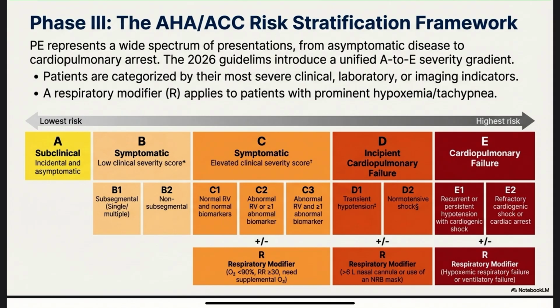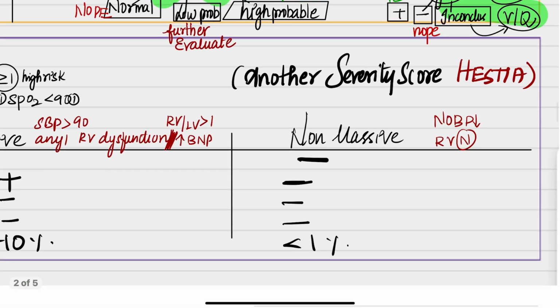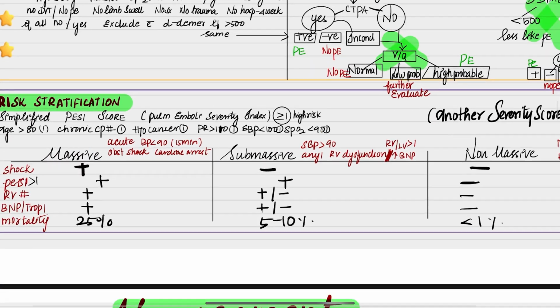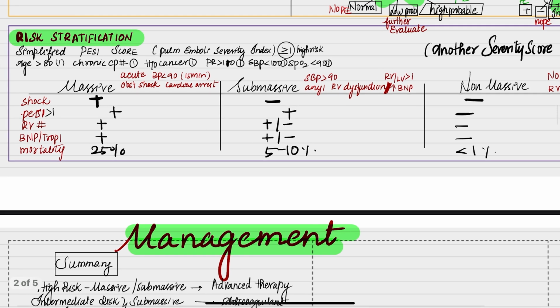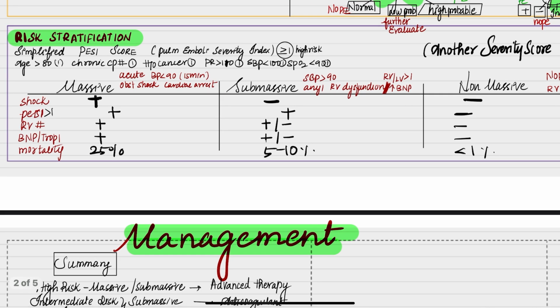Before, the risk stratification framework was very simple. So this was the stratification done. The simplified PESI score was used, that is the pulmonary embolism severity index score, where there were age, chronic cardiopulmonary comorbidities, history of cancer, with pulse rate more than 110, systolic BP less than 100, and saturation less than 90. Using this, they classified acute pulmonary embolism into massive, submassive, non-massive.